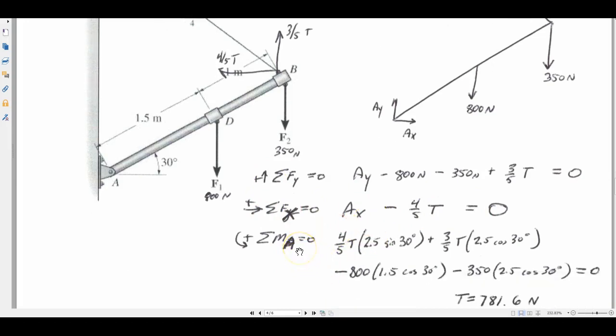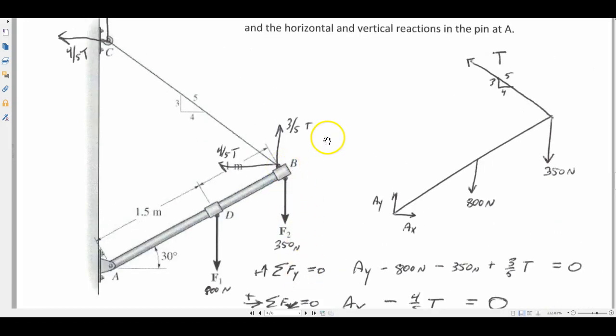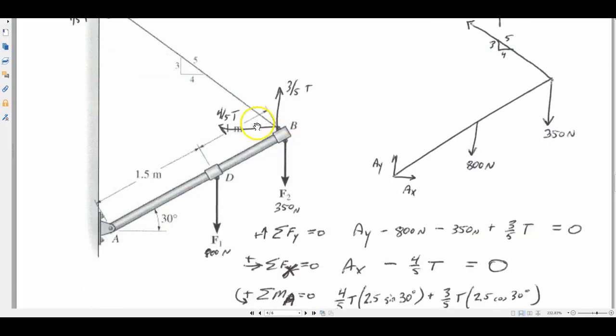I chose A here. You could have chosen B as well. B would have been fine. Okay, you could sum moments about B. The nice thing about summing moments about B is you have lots of forces that go through B. If you want to choose B, great.